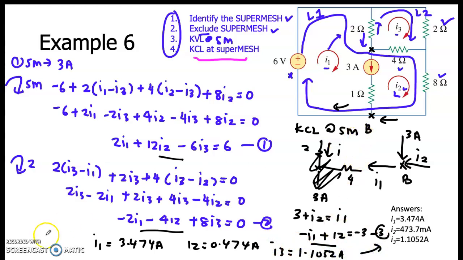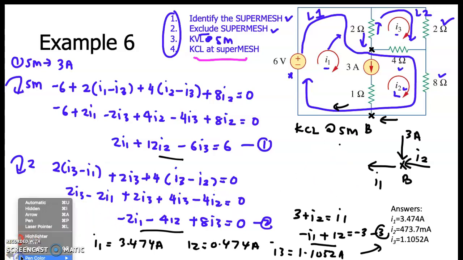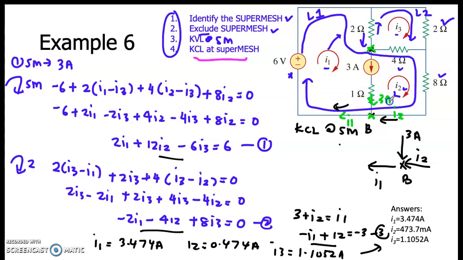So another tip here. When you want to do your KCL at the Supermesh, find the current that does not have 2 different directions here. You may use here, but this seems complicated, right? So go to the other end. You know here is I2, the current flowing here is I1, and the current flowing down is 3 ampere. Then you can get this last equation at the Supermesh. Okay, so this is how you solve for the Supermesh.